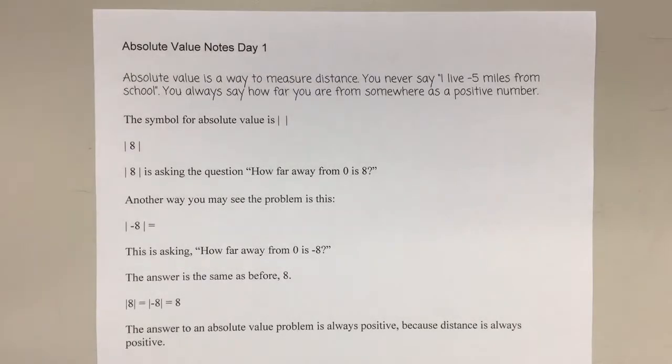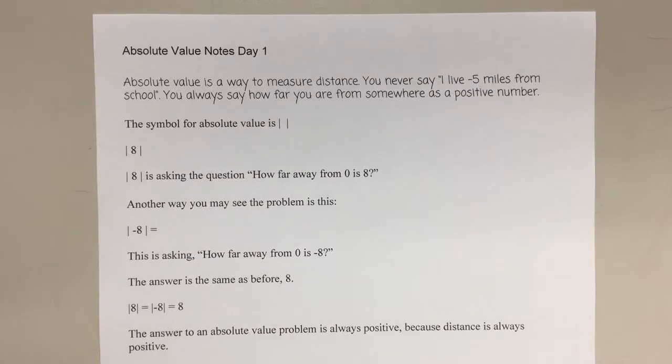Absolute value notes, day 1. You've probably dealt with absolute value in the past, so we're going to do just a little review. Absolute value is a way to measure distance. You never say I live -5 miles from school. You always say how far you are from somewhere as a positive number. So the absolute value is basically asking, how far are you from 0 on the number line?